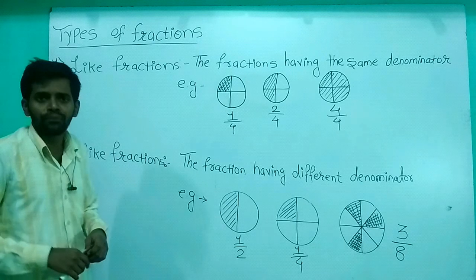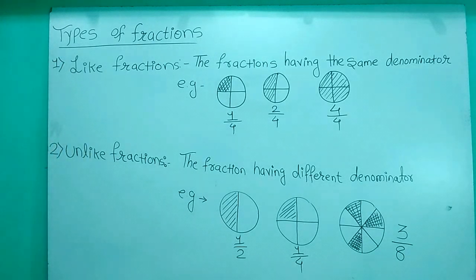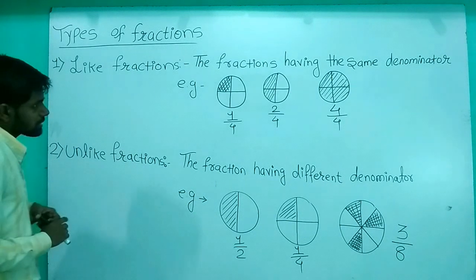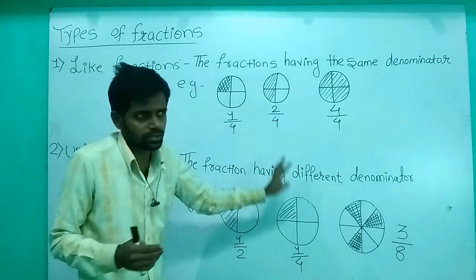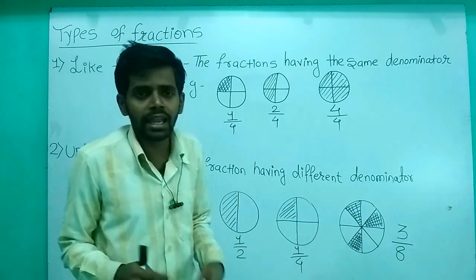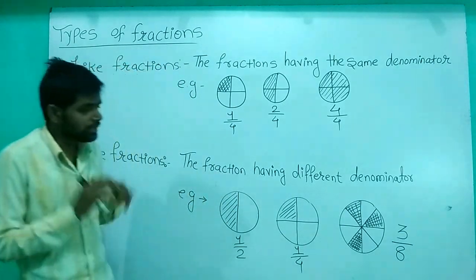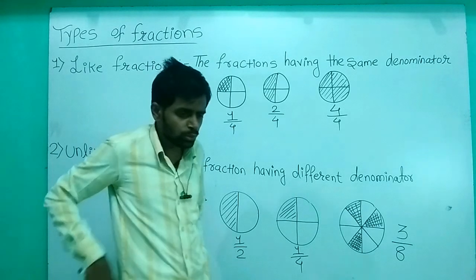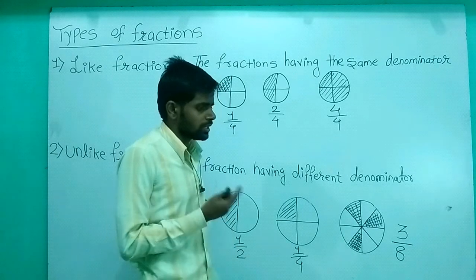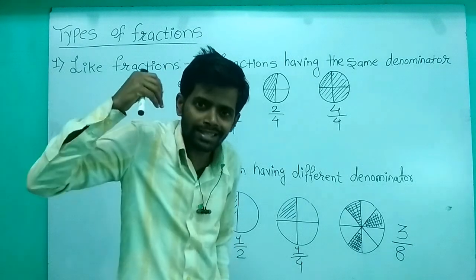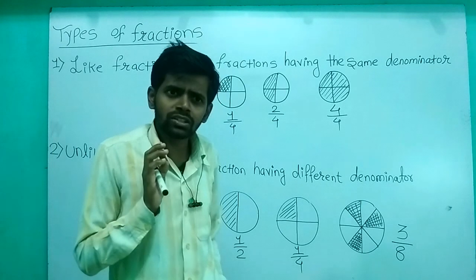So the first type of fraction is like fraction. Yes, my dear students, the first type of fraction is the like fraction. And what is meant by like fraction? The fractions having the same denominator. Many fractions having the same denominator are called like fractions. If the denominator is same, then it is like fraction.